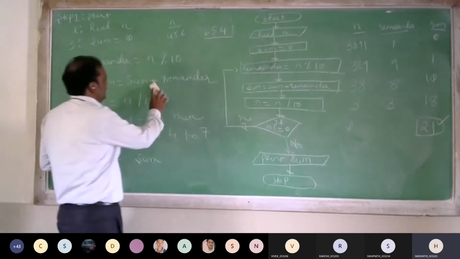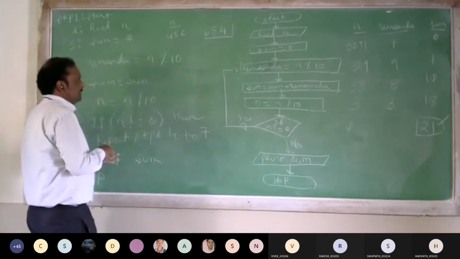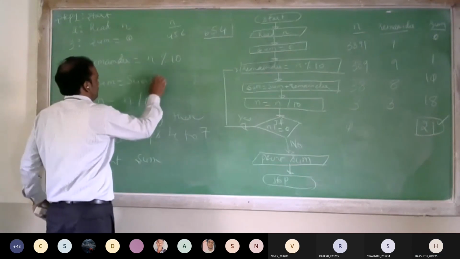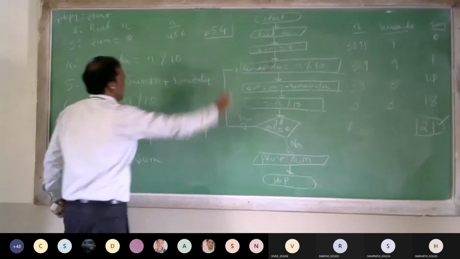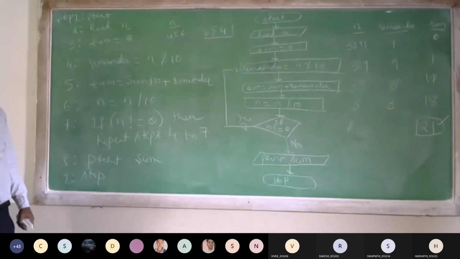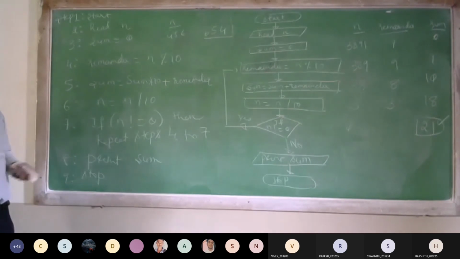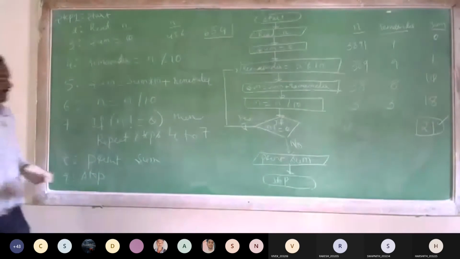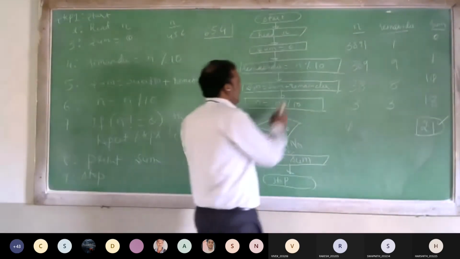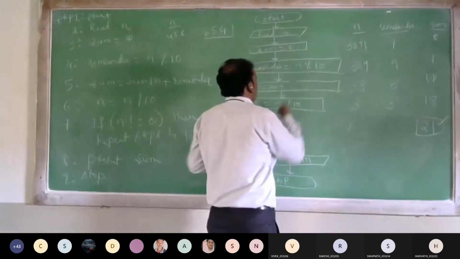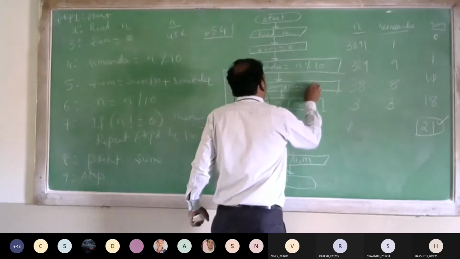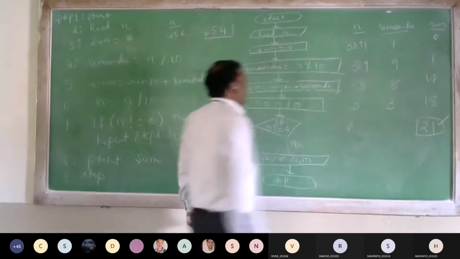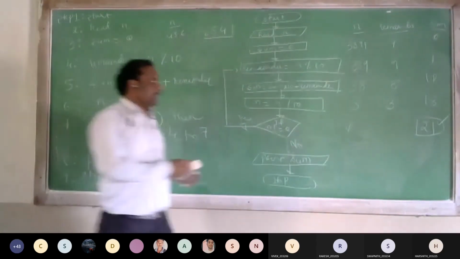Here I will tell. Here you have to multiply this sum by 10. Sum is equal to sum into 10 plus remainder. Sum into 10 plus remainder. I will trace here.